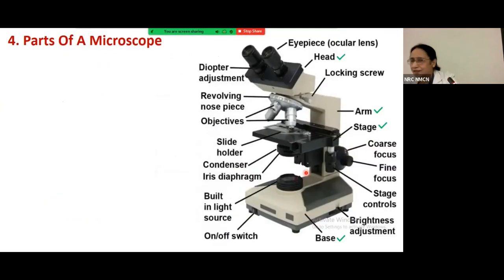So, what are the parts of microscope? If you see a microscope, it has a head assembly, the arm to carry it, and there is a stage assembly, and there is a base. In the head, we have eyepieces, the revolving nose piece with objectives. In the stage, we have slide holder, and below the slide holder is the condenser with iris diaphragm. We also have coarse focus and fine focus and stage controls. Then in the base is the built-in light source, and there are brightness adjustment screws also.